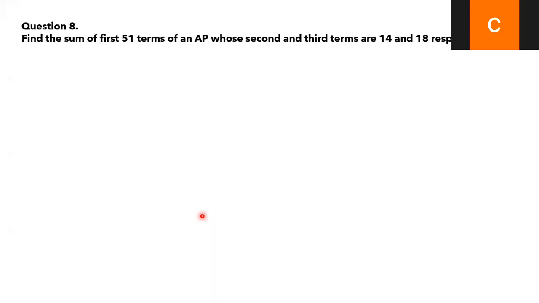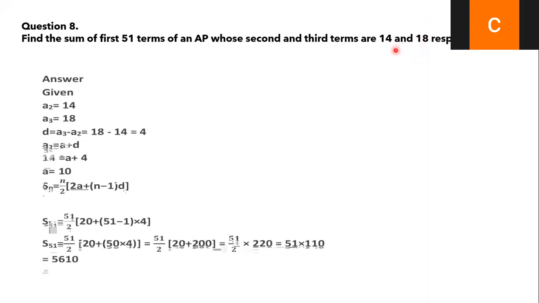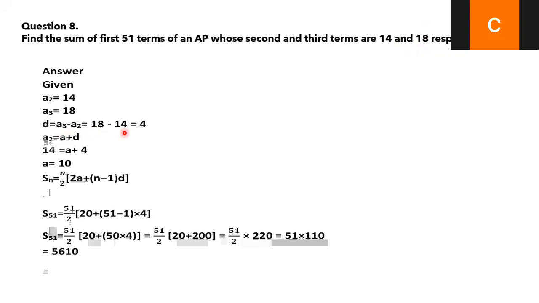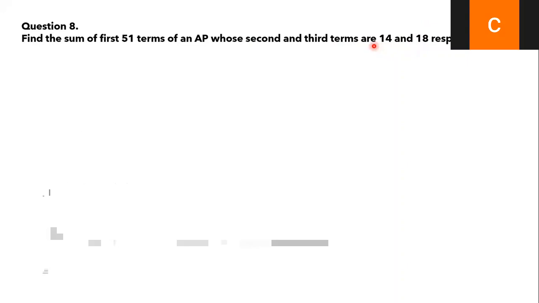8th question. Find the sum of first 51 terms of an AP whose second and third terms are 14 and 18. Here the A2 value they gave is 14, the A3 value they gave is 18. So consecutive values they gave, A2 and A3. So what is the D value? 4. Since A3 minus A2 is the D value, we got 4. So from that we'll find the A value. A plus D is 14, we got the D value. Find the A value, children.